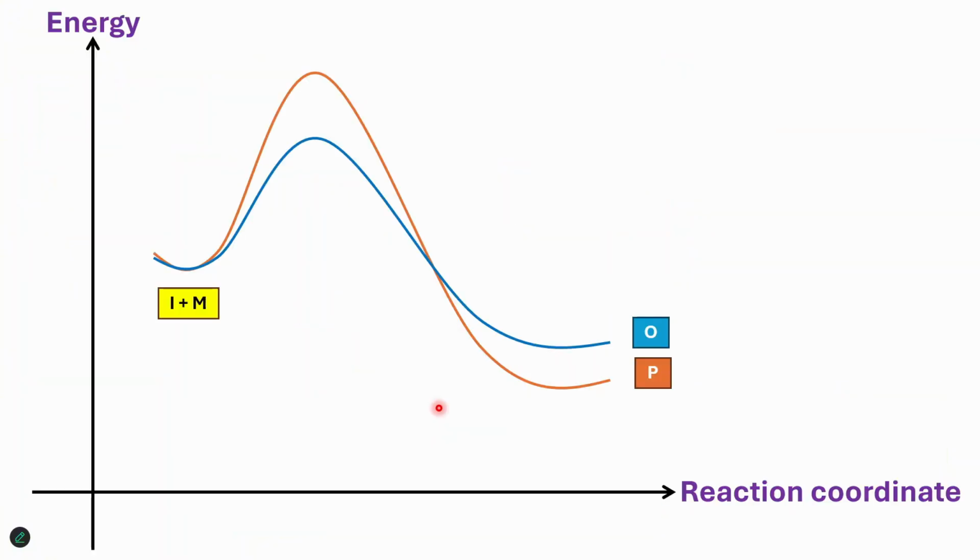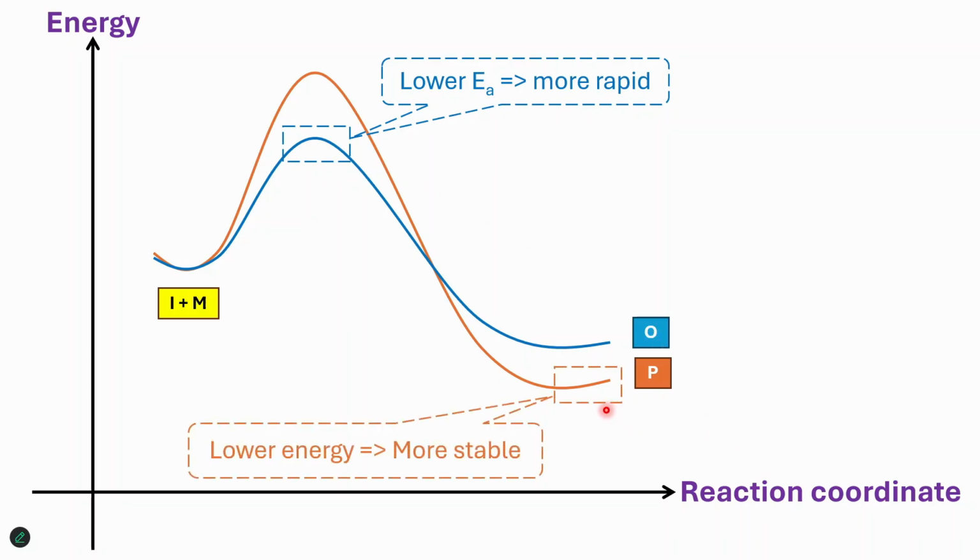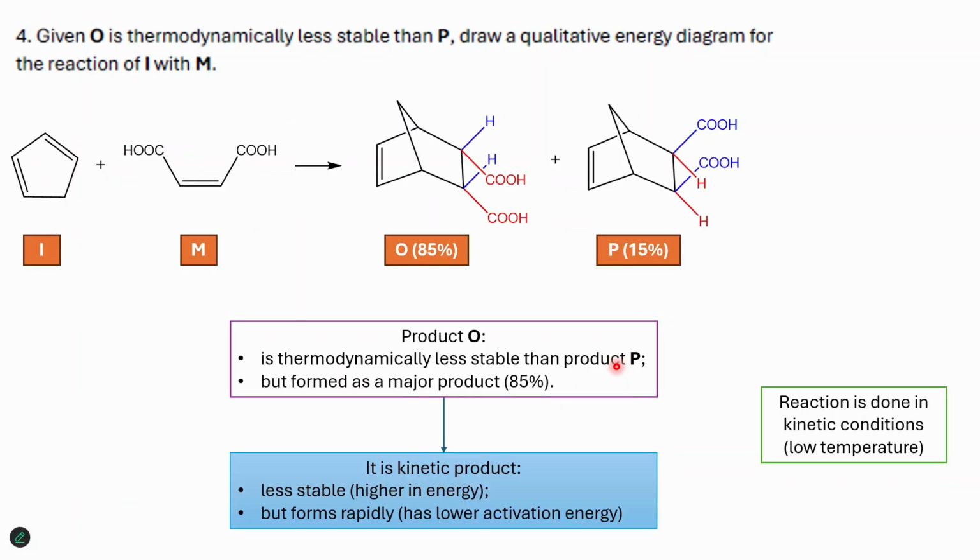And then we are going to have an energy diagram like this. This is our starting materials, I plus M. And if you see here, for O, which is the blue line, it has lower activation energy because it has a lower transition state, even though P is more stable at the end. P has a lower energy. But it depends on how we are carrying out the reaction. Are we carrying it out under kinetic conditions, or are we conducting it under thermodynamic conditions, for example, high temperatures? So this directly affects the product distribution. So in this case, why compound O is a kinetic product, let's explain that one.